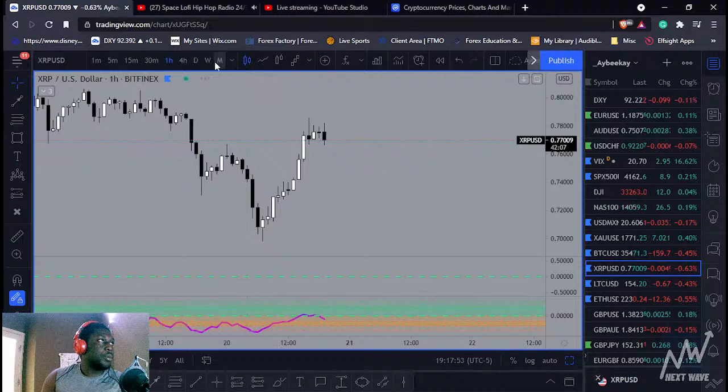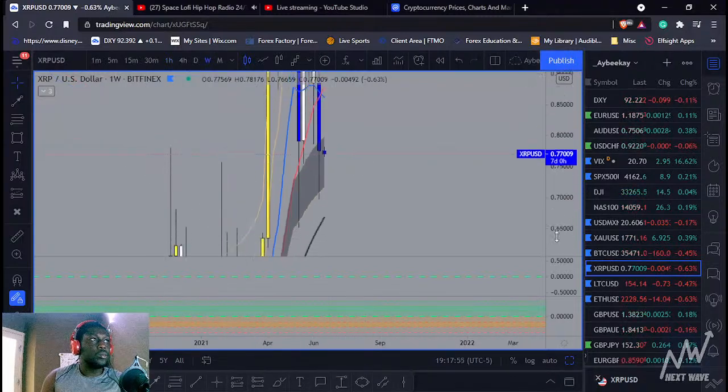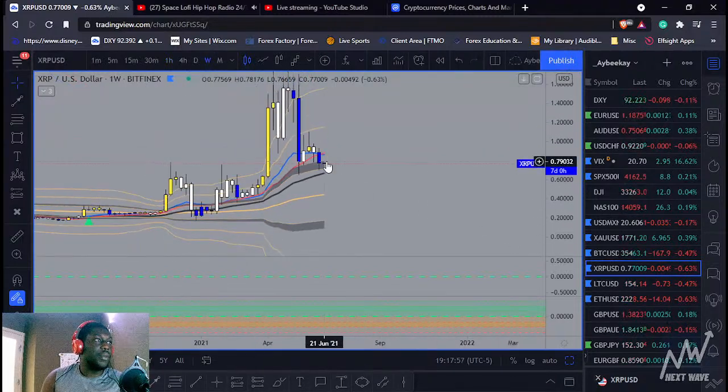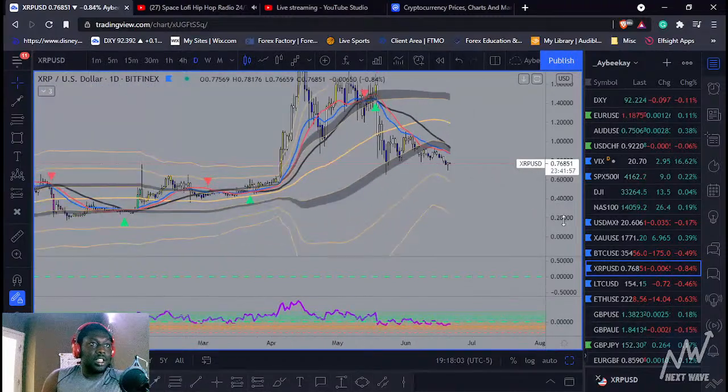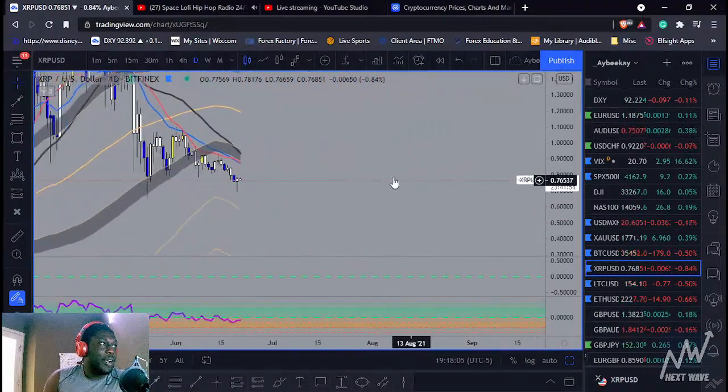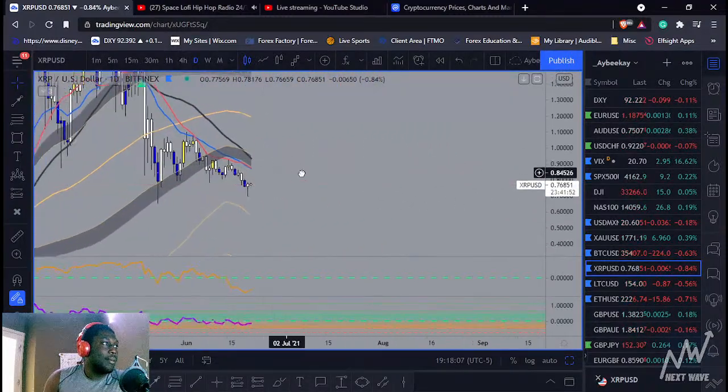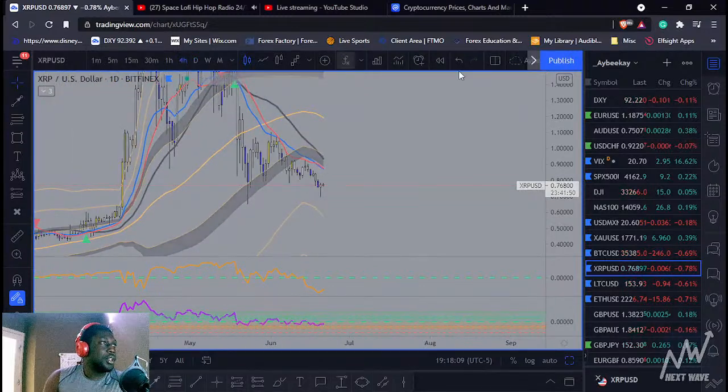Going over to Ripple, weekly time frame, rejecting off of the upper danger zone. Love seeing that again for the bullish move. Love it. Daily time frame is not quite there yet, but it's setting up for that buy. So that's another thing on Ripple.